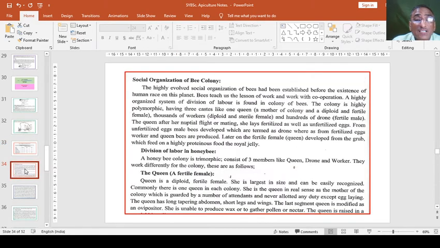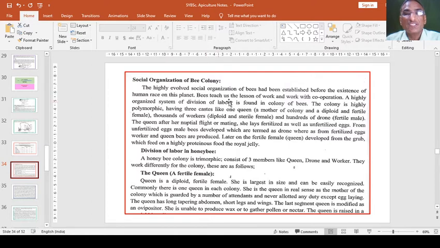So, social organization of bee colony. Why do we call bees social insects? Because they perform as social animals. How? We will see here. The highly evolved social organizations of bees had been established before the existence of the human race. Means when human beings developed on the earth, prior to that honeybees had planned everything on this planet, that they have a social organization.